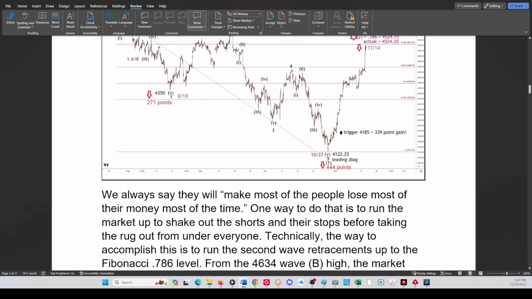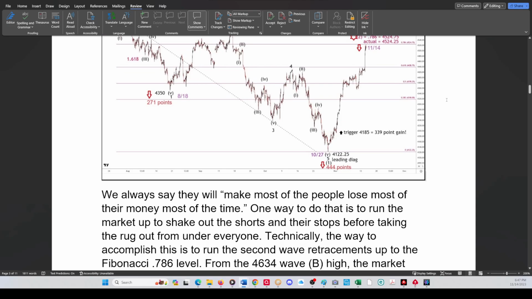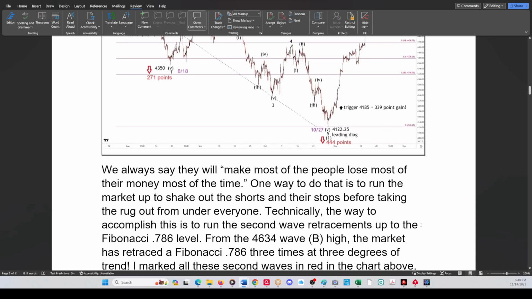And I think I extrapolated that out. I'll just read this here for you guys. I'll always say the market's going to make most of the people lose most of their money most of the time. So if they're going to take it down, what's the best way to do it? Shake out the shorts. 786 retrace, take it down. 786 retrace, get all the shorts to cover, all of their stops wiped out, and take it down. 786 retrace, rinse, repeat. You can see what's going on here, okay? And technically the way to shake out the shorts is to run the retracements up to the 786 level, okay?